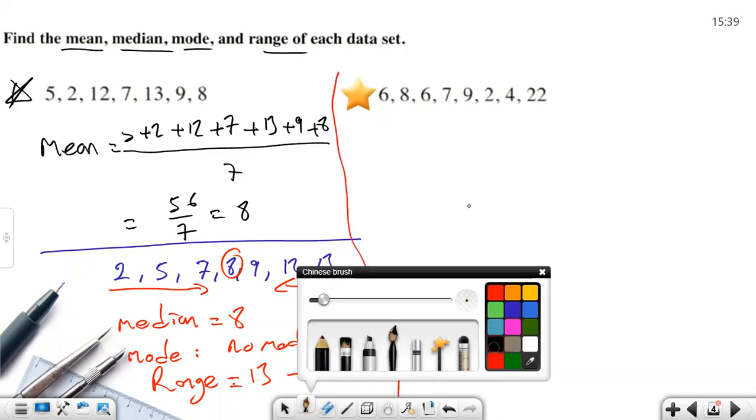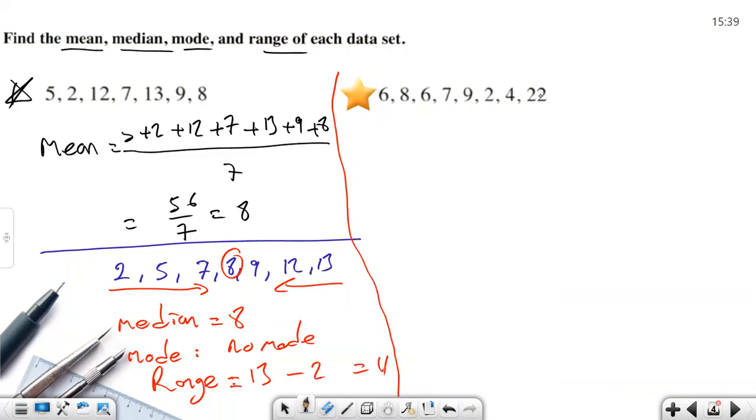Let's continue with the second one. Is there an outlier? As you see, there is no outlier. Why? 12, 13, they are close to each other. 5, 2, they are close to each other. So the best way to show the central tendency is the mean. If there is no outlier, the best way to show the central tendency is the mean, so that's 8. And if there is an outlier, the best way to show the central tendency is the median. Let's calculate the mean first.